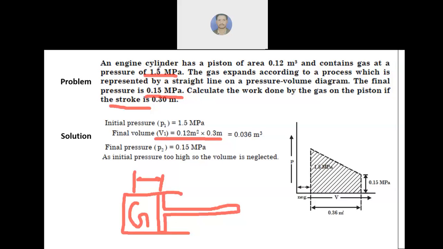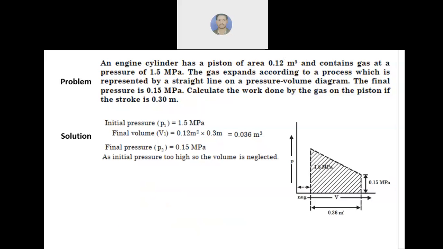The first pressure and second pressure are very large in comparison to the initial volume, so we are neglecting the volume. Why are we neglecting the volume? Because this pressure is very high compared to this. So we are neglecting the volume.